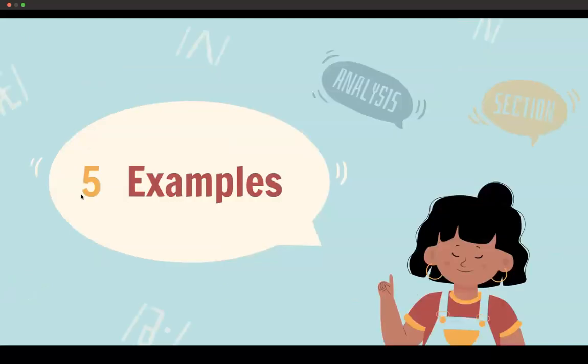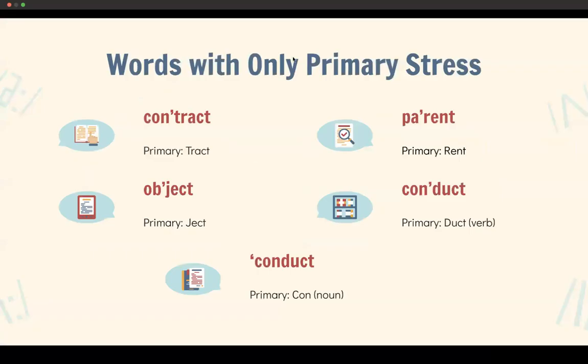Now let's transition into some examples. Specifically, let's begin with ones that have only a primary word stress. Let's begin. 1. Contract, primary stress on syllable tract. Parent, primary stress, rent. Object, primary stress on the word ject. In my specific pronunciation, you could really hear object. You could definitely hear the increase in loudness, duration, and pitch when I pronounce that second syllable, ject.